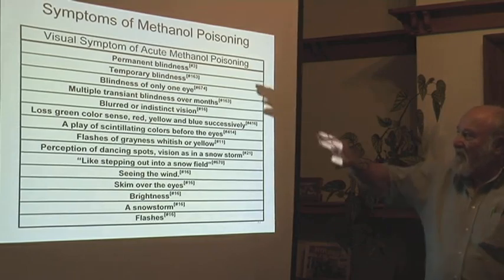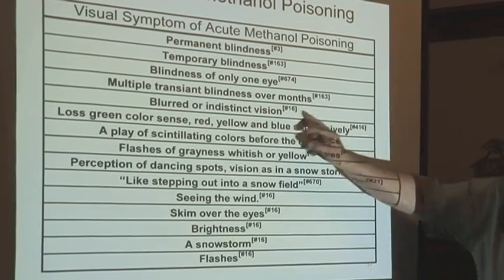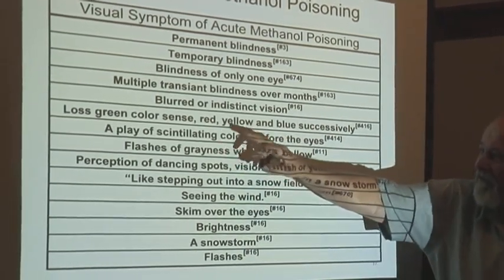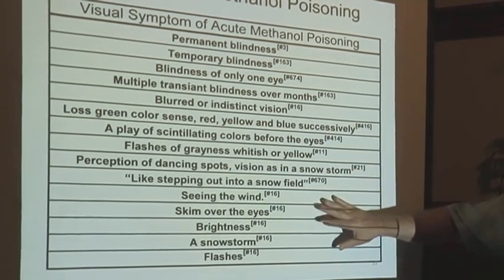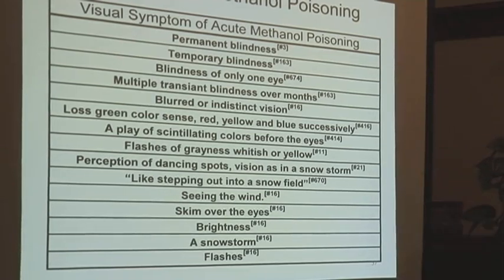The bizarre signs and symptoms of methanol poisoning: blindness, temporary blindness, blurred indistinct vision, loss of green color sense, red color sense, yellow, blue successively. Many of these things you see in multiple sclerosis. This is bizarre. But why the heck is that? Why is vision so affected?